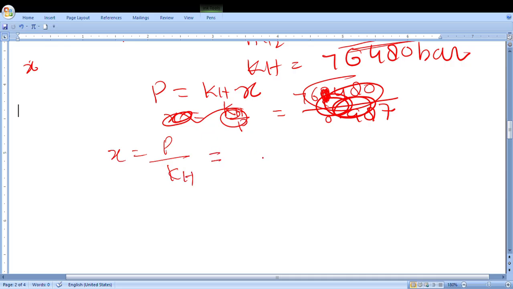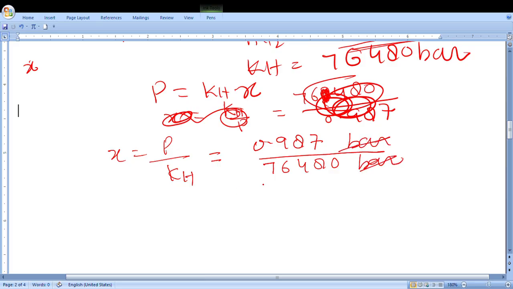P is your partial pressure of nitrogen, 0.987 bar, which is equal to 1 atmosphere. But we will not put 1 atmosphere, we will put it in bar because the KH value is also in bar, which is 76480. So bar will get cancelled to give the value 1.29 into 10 to the power minus 5. This is the mole fraction of nitrogen.